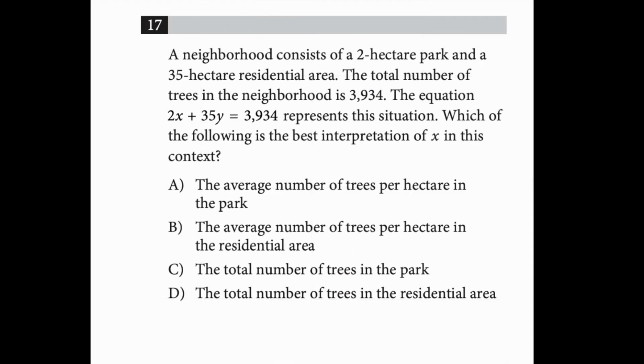A neighborhood consists of a 2-hectare park and a 35-hectare residential area. The total number of trees in the neighborhood is 3,934. The equation 2x plus 35y equals 3,934 represents this situation. Which of the following is the best interpretation of the x in this context? So we have 2x. It represents the 2-hectare park, as we have 2 here and 2 here. So this will be the average number of trees per hectare in the park. So the answer is A.